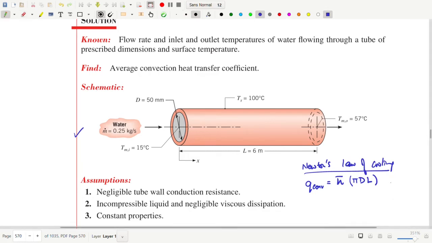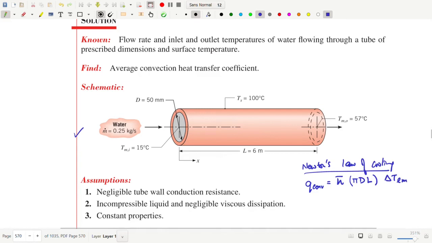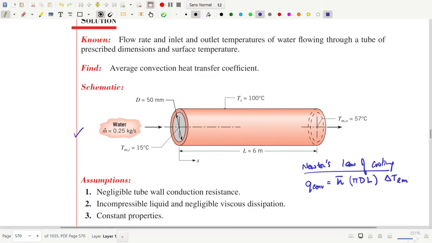And then you have the T surface. Well, sorry, in this case we use the delta T log mean, because we're talking about the complete length of the pipe, and the temperature goes from T mean inlet of 15 degrees to T mean outlet of 57 degrees centigrade, and the surface temperature is 100 degrees centigrade. To define a delta T in this case, we use the log mean temperature difference, as we saw in this lecture earlier. So we simply have to use this formula to calculate h bar.